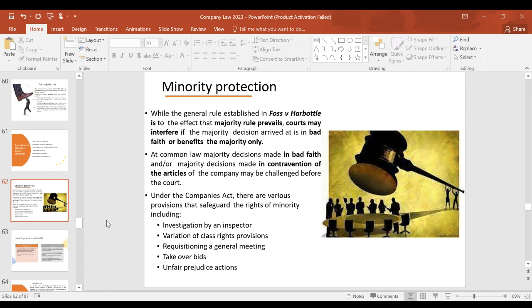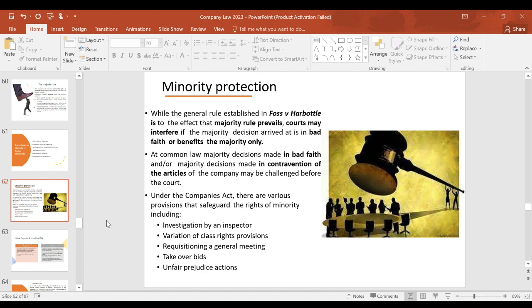One of which is the variation of class rights. You cannot vary the class rights of a particular shareholder. So where they want to vary from a specific class of shares to another, we will discuss this when we talk about shares and the different types of classes of shares. In case they want to vary that class of shares, then they must do it within the confines of the Articles of Association.